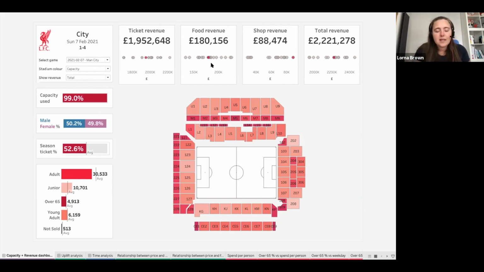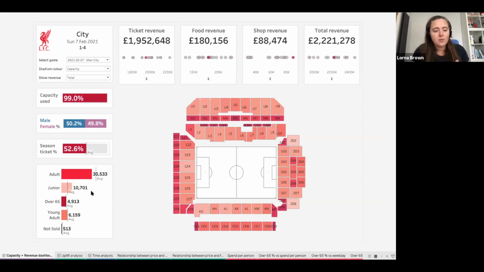The food revenue isn't as much as what it was for the Brighton game. Maybe that's because they've had a Sunday dinner already or something like that. But we could investigate a little bit more. Can we get them to spend more inside the stadium with the food sales? But then you'll also notice down here that the junior tickets are way above the average of all of the juniors across the rest of the games. So you can clearly see that there is a difference within these particular games.